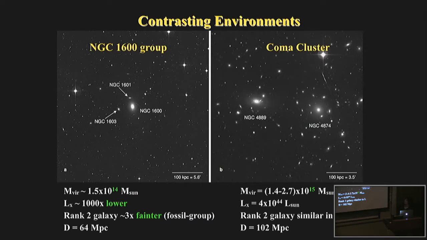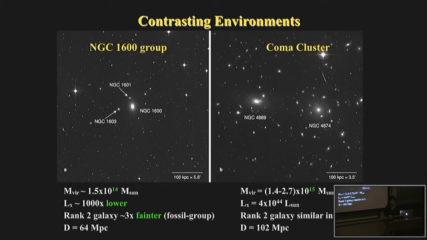And the Coma cluster, of course, has the remarkable 4889, and its twin is just a little bit dimmer, but you can see two very large, massive early type galaxies anchoring its potential here. NGC 1600, by contrast, outshines its neighbors by at least a factor of 3, and it's in a group. Its virial mass is probably about 10 times lower than that of the Coma cluster.